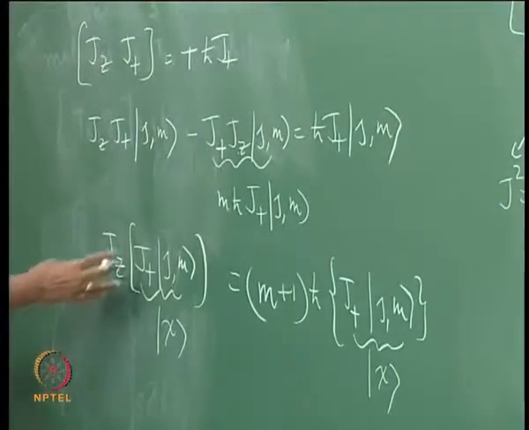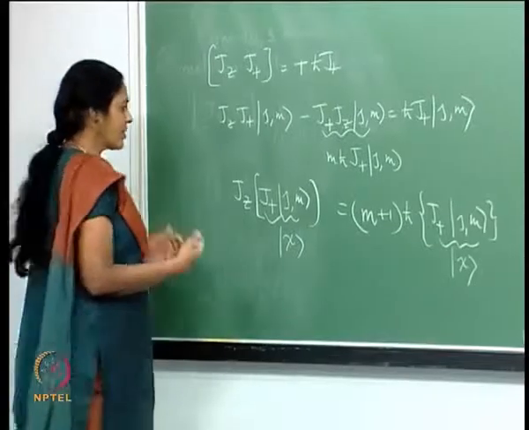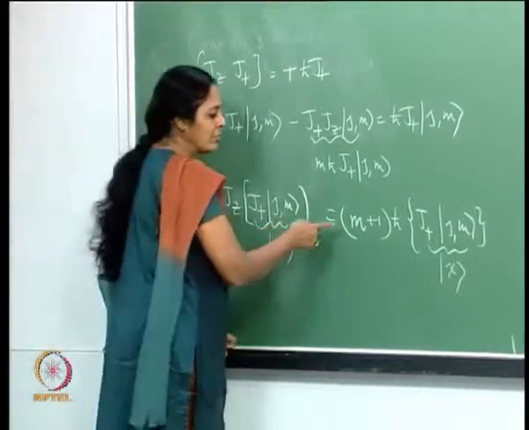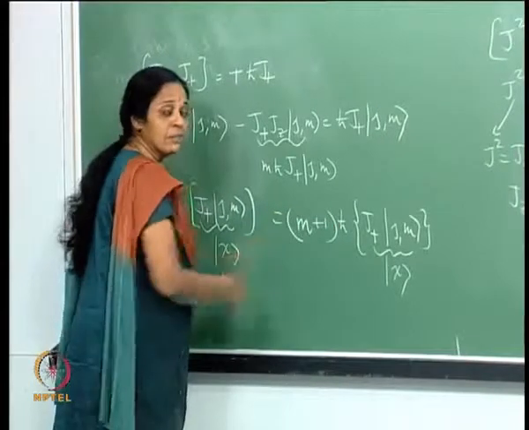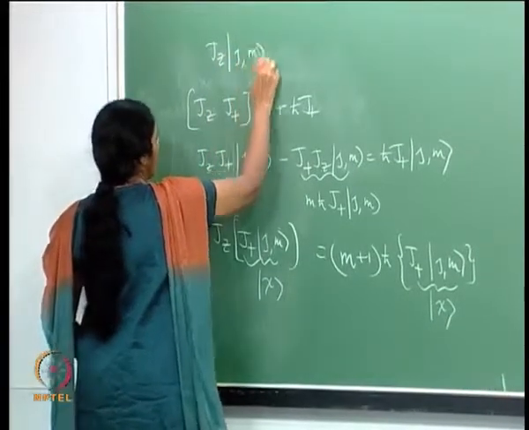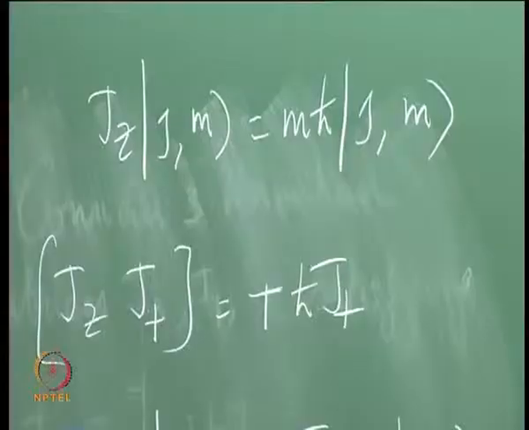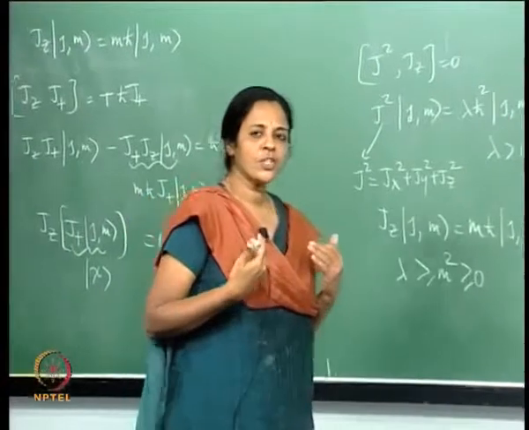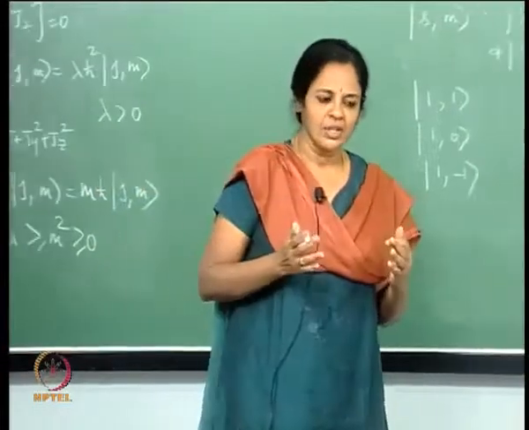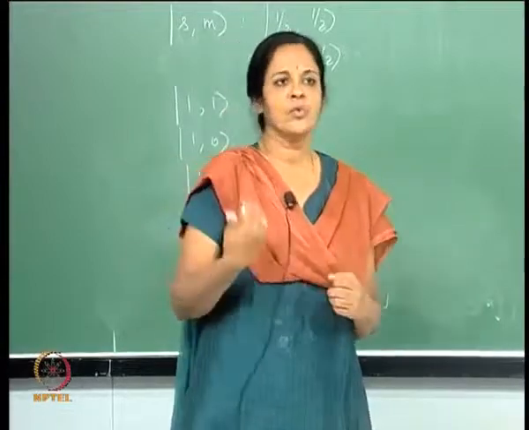I have therefore established that j plus acting on the state j comma m, the resultant state here, is an eigenstate of jz, but with an eigenvalue not m h cross, but m plus 1 h cross. Recall that jz acting on jm was m h cross jm. It is therefore clear that the operation of j plus on the state j comma m is as follows. It does not seem to change the j value, but it does change m to m plus 1.